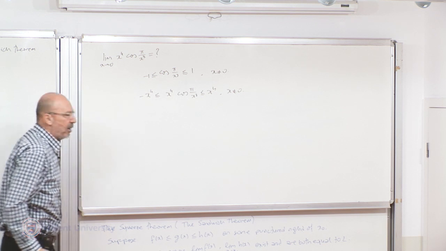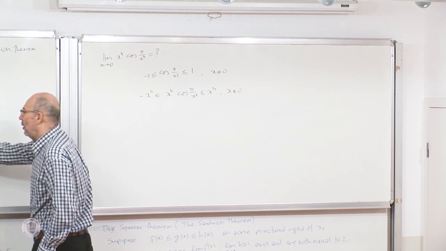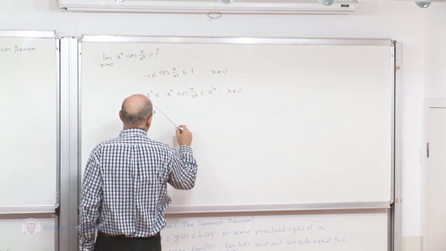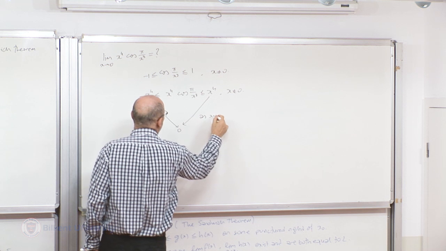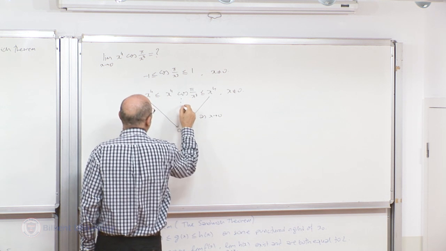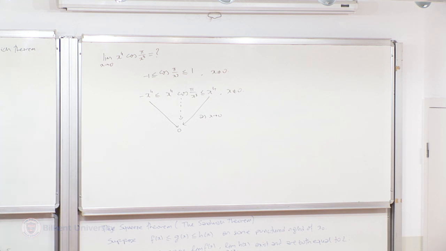Okay, so we know that this is true. Okay, so now I'll use this shorthand. Clearly, this goes to 0, and this goes to 0 as x goes to 0. Therefore, this goes to 0. Okay, so that's the end of this.